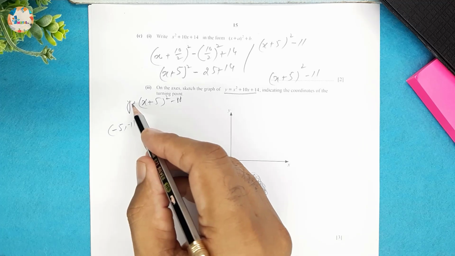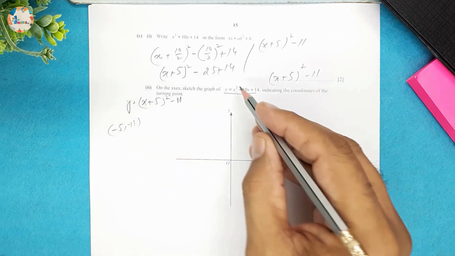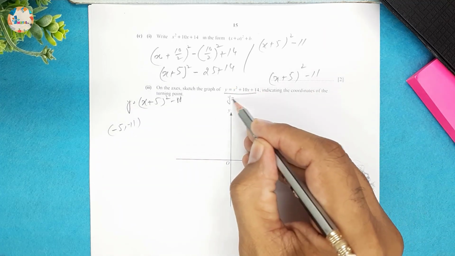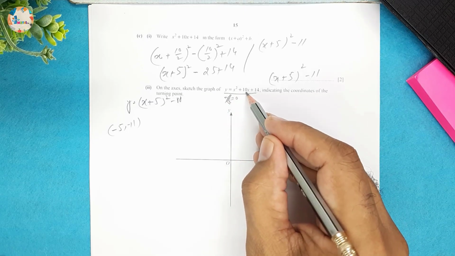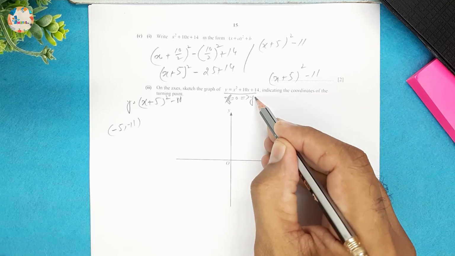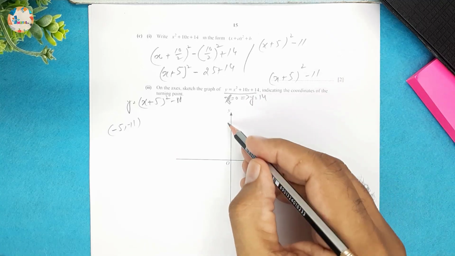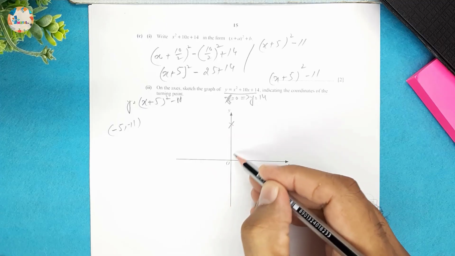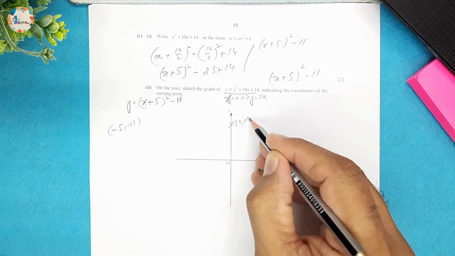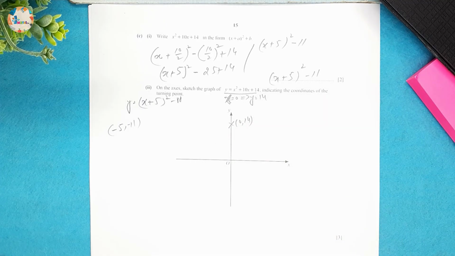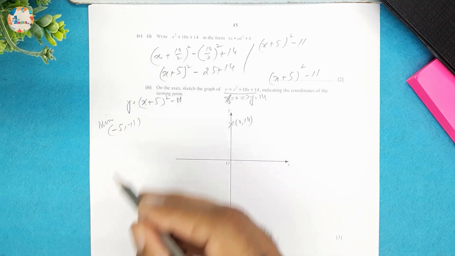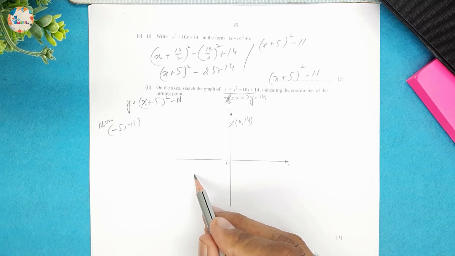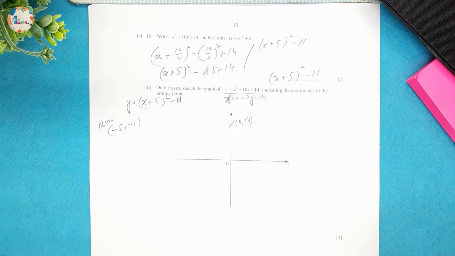And if we put x equal to 0 in this one, this will be 0, and this implies y is equal to 14. So, for example, say this is the point where x is equal to 0 and y is 14, with coordinates (0, 14), and we have this minimum point.